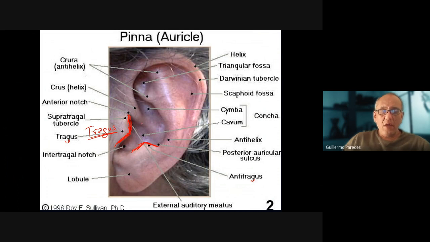Okay. Yes. Then the other structure you need to remember is the helix. All of this is the helix, the outer border of the ear. And here we have the antihelix. Try to recognize that in your ear right now. I'm going to do it myself. This is my helix, and the next fold here is the antihelix. So we have helix and antihelix, tragus here, and then the antitragus here. You okay with that?